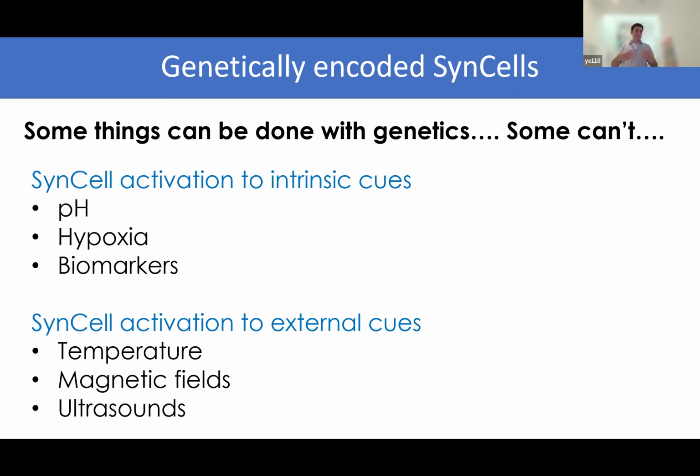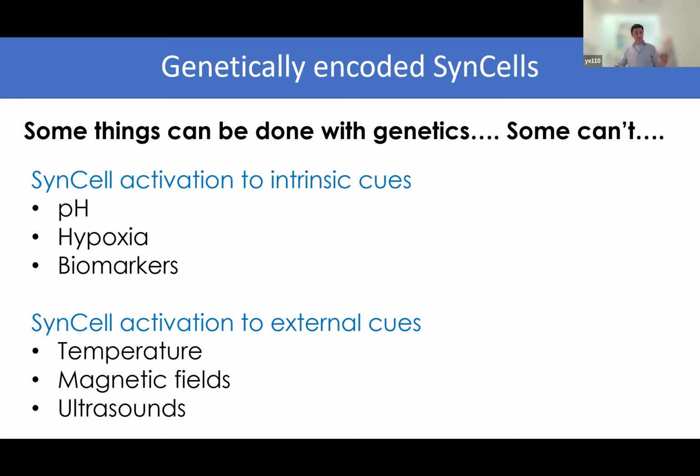Intrinsic cues. So these are things that are, let's say, present inside the body in the target site. You also might want to design a synthetic cell that's responsive to external cues, things coming from the outside: temperature, magnetic fields, and ultrasound. So some of these things are very, very difficult to engineer using genetics alone. Just take magnetic fields. Okay, if you want to engineer a bacteria which can respond to a magnetic field by producing a protein, that is very, very difficult. Biology doesn't do magnetic systems very easily. It's probably doable, but it's a very, very challenging thing to do.